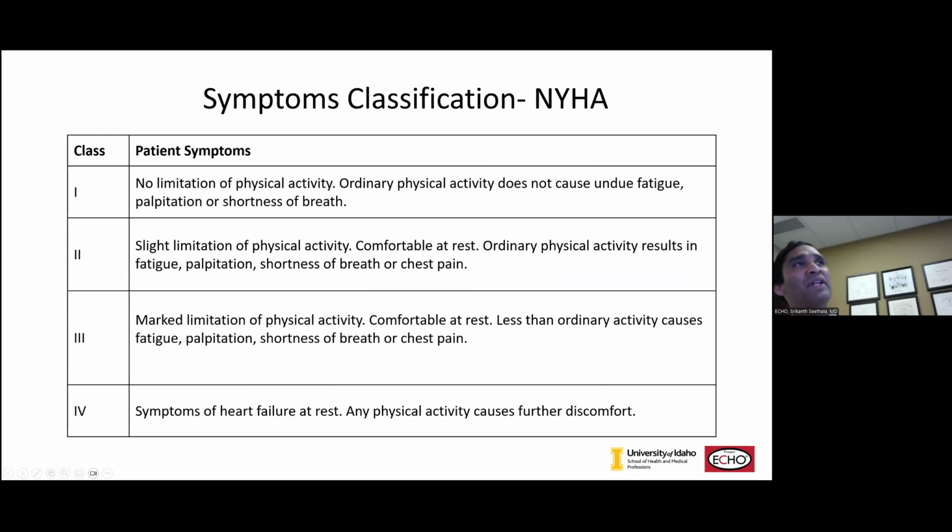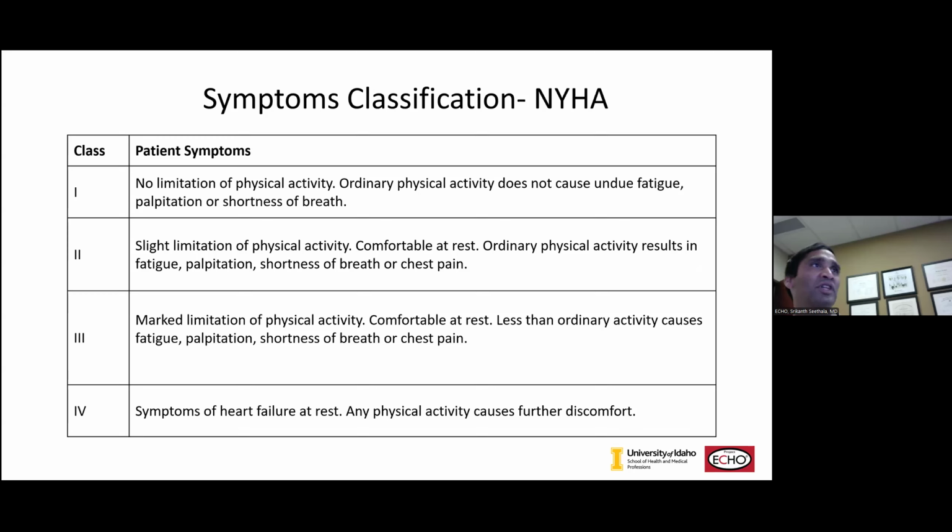So symptoms classification, NYHA class 1 to 4 are the classic classification. Why is it important? Because if we classify appropriately, everyone will be on the same page when we are talking about NYHA class 1.